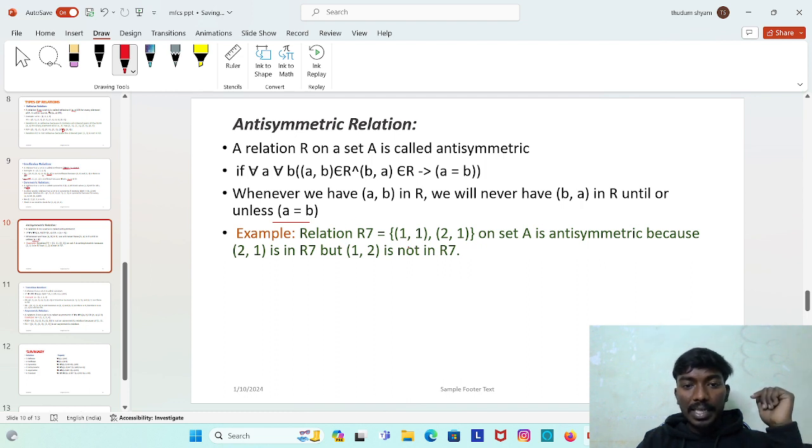For example, we take a relation 1 comma 1, 2 comma 2. Here, a comma b and b comma a: a is considered as 1 and b is considered as 1. In the other case, a is considered as 2 and b is considered as 1. So the relation is antisymmetric because 2 comma 1 is in R7 but 1 comma 2 is not in R7.